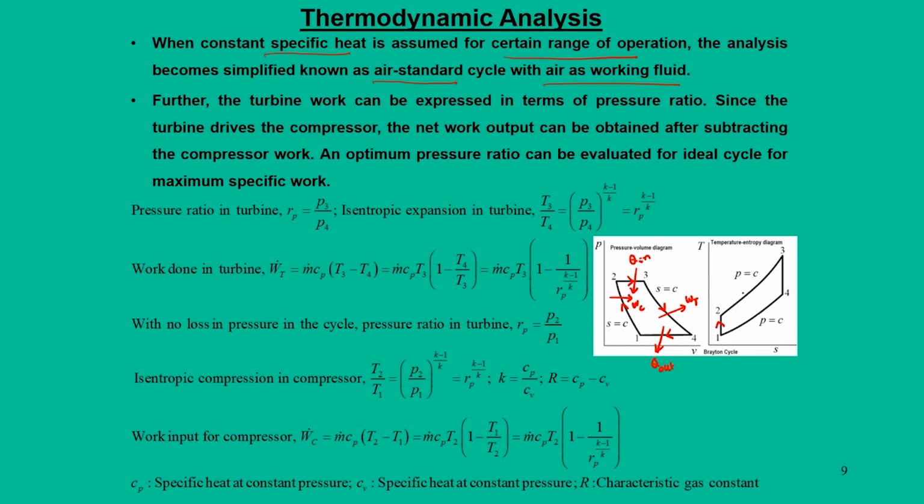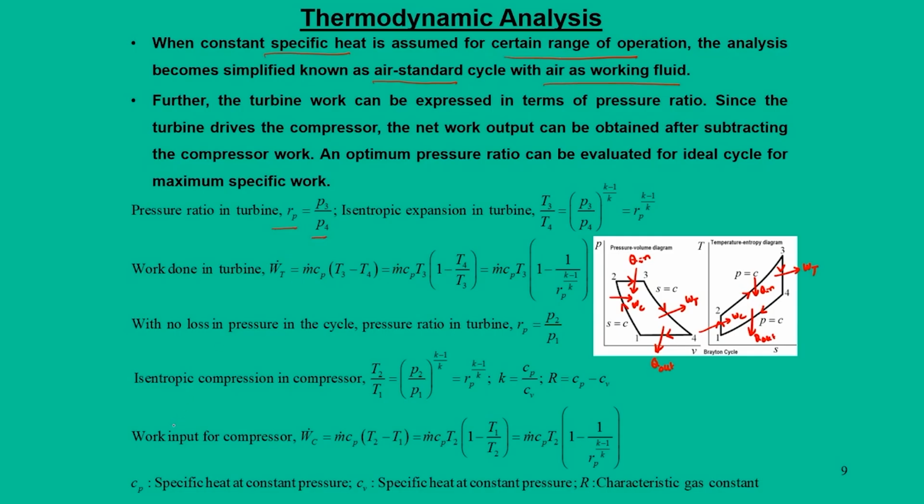Similarly, 1 to 2 is an isentropic process in the compressor, 2 to 3 is the heat addition process in the combustion chamber, 3 to 4 is the expansion process in the turbine, and 4 to 1 is the heat rejection process at constant pressure. So, with this analysis we can recall some of the fundamental parameters. First, we define the pressure ratio for the turbine, that means the range of pressure it should work in.